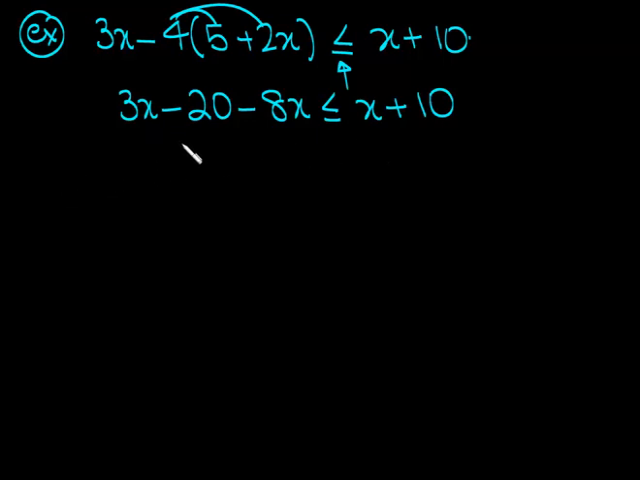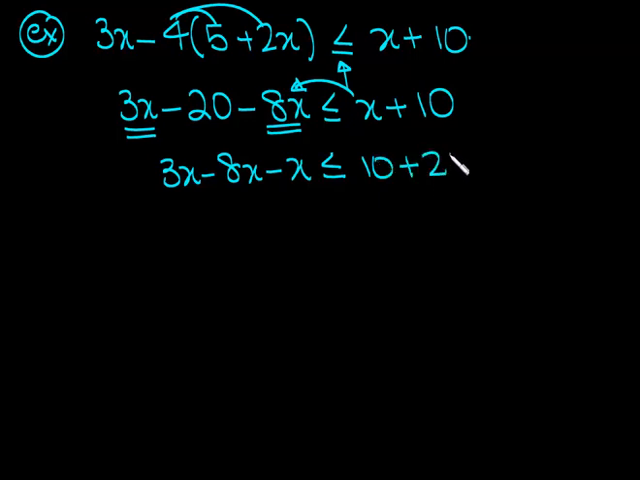So I want to solve for x. I want all the x terms on one side. They stay there. This goes there. So we get 3x minus 8x minus x is less than or equal to 10 plus 20. So on the left we get negative 6x is less than or equal to 30.